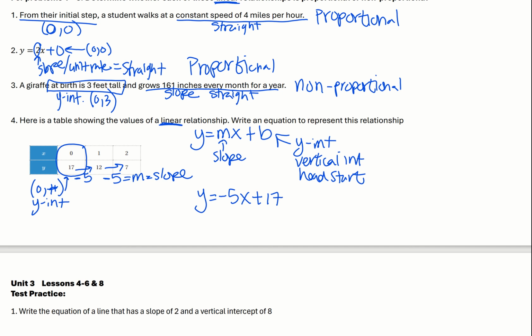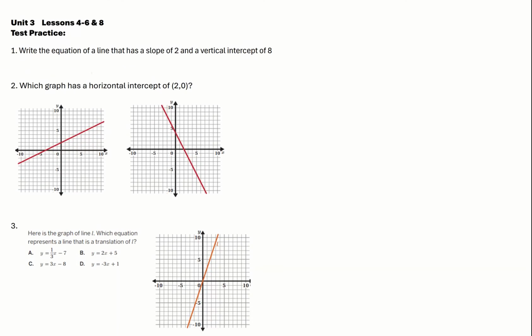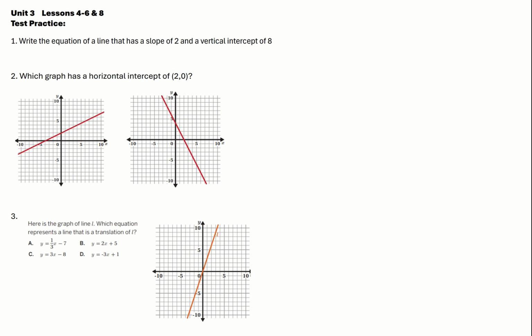All right, let's keep going. All right, we're going to write another equation. It's going to connect to what we just talked about. So our equation is y equals mx, and I've just introduced a letter for the vertical intercept b.